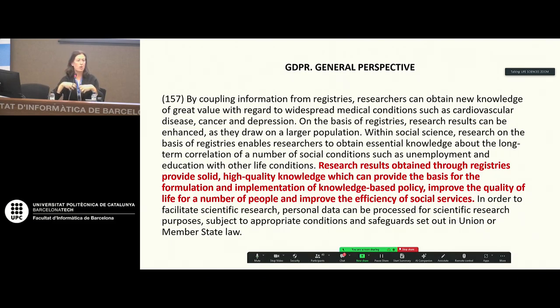to harmonize all the interests at stake: the interest of science, the interest of scientists, the interest of patients, the interest of society. So this is the tool to harmonize all the principles and interests at stake. And this is the GDPR, the General Data Protection Regulation. This is what it says. It says that research with data is very good. We need research with data. So this is the starting point.